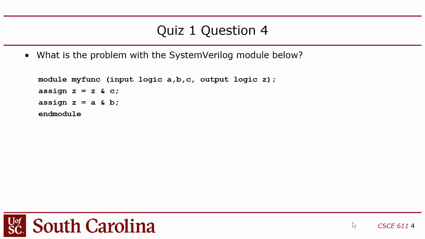What's the problem with this SystemVerilog module below? You guys know? Anyone? Yeah, Z is in conflict. You don't want to have two statements that both set Z, in this case two assign statements. And there's actually another issue with this too. The other problem is that this assign is using Z as an input and an output, and so you end up with a feedback connection.